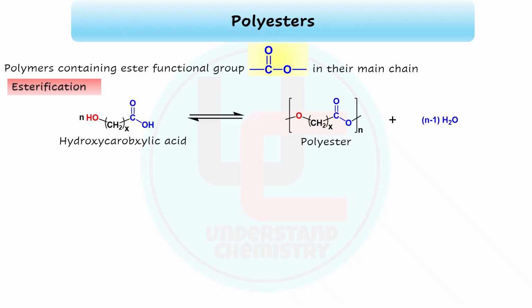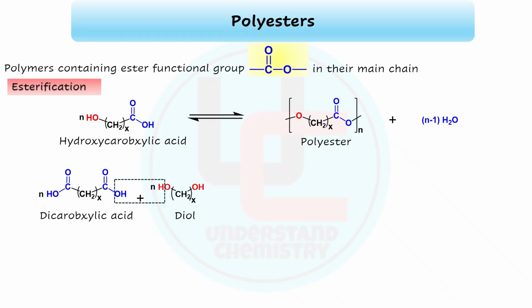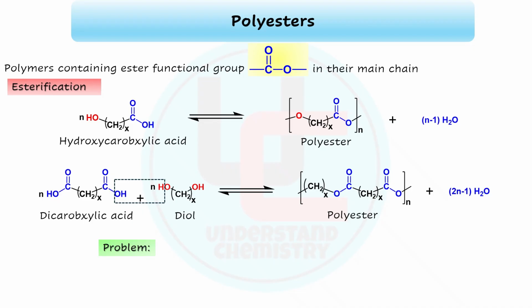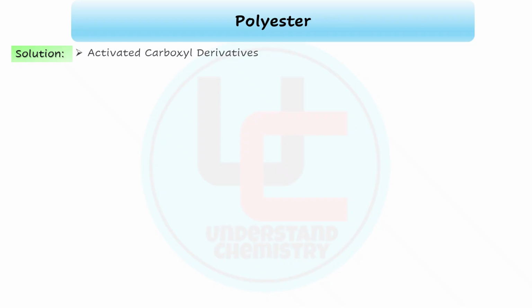Alternatively, when a dicarboxylic acid reacts with a diol, they form ester bonds through a condensation reaction, yielding the polyester while releasing water as a byproduct. The key challenge in this polymerization is the removal of water, which has a high boiling point and is difficult to eliminate. The solution to this problem is the use of activated carboxylic acid.